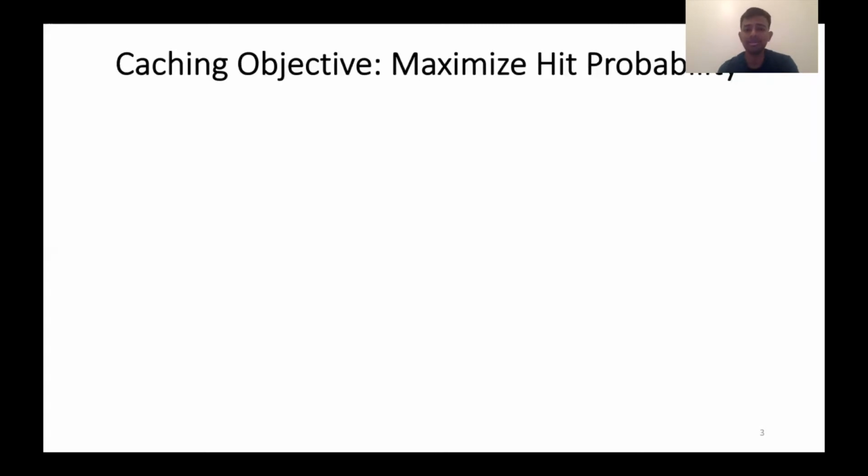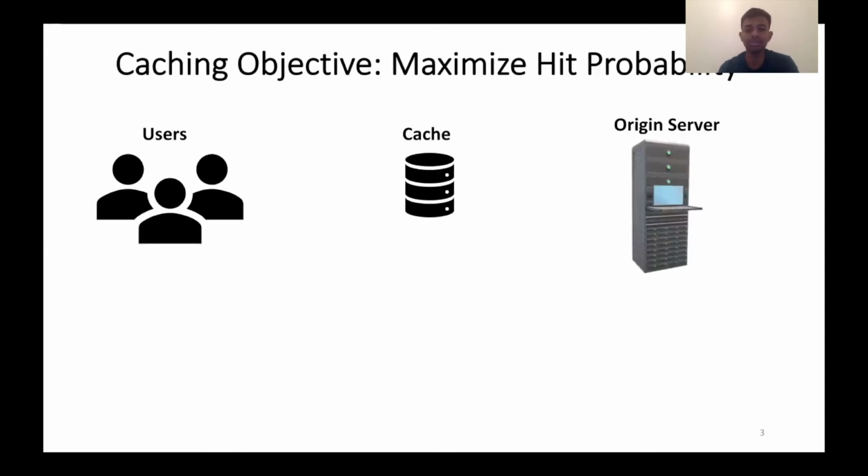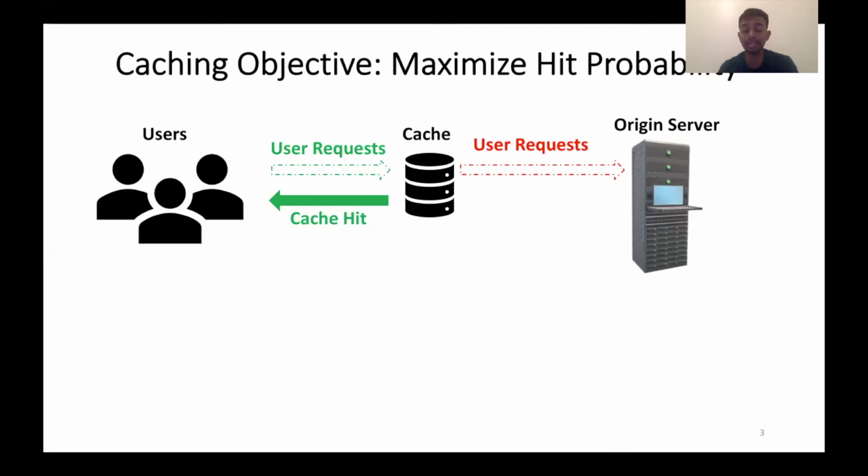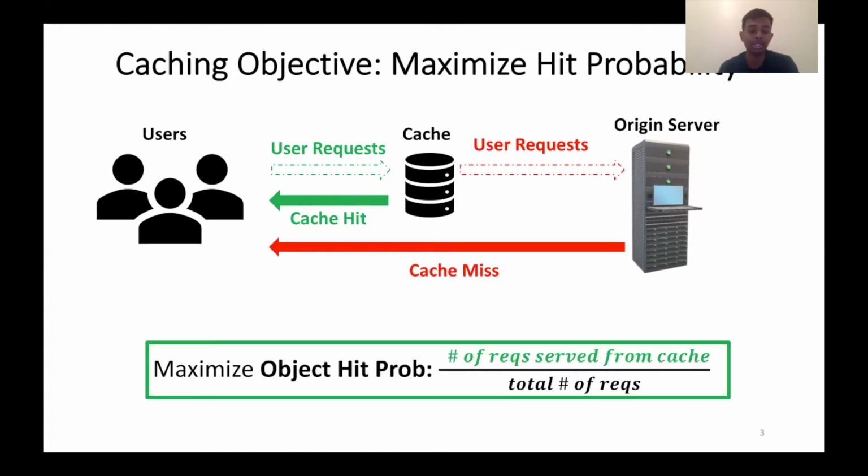So one of the basic objectives of caching is to maximize the hit probability. We have users who request objects from the cache first, and if the cache has those objects, it returns them to the user and it's considered a cache hit. If it doesn't, the request is forwarded to the origin server, it's considered a cache miss, and the object is returned to the user from the server directly. One of the primary goals is to maximize the object hit probability, which is the number of requests that are served from the cache divided by the total number of requests.